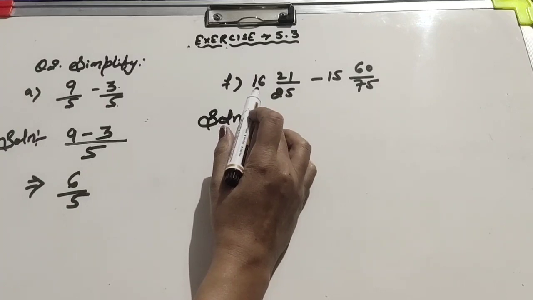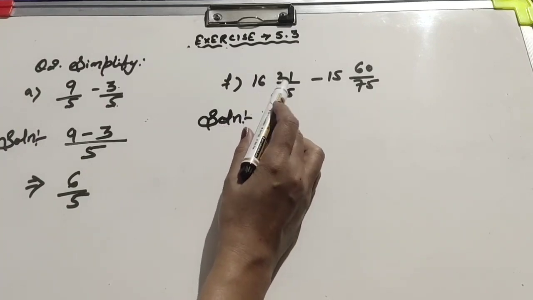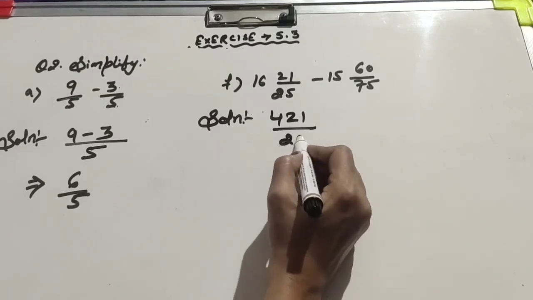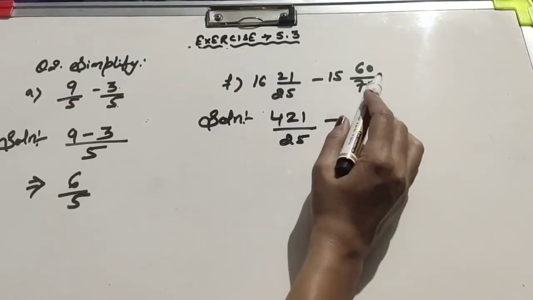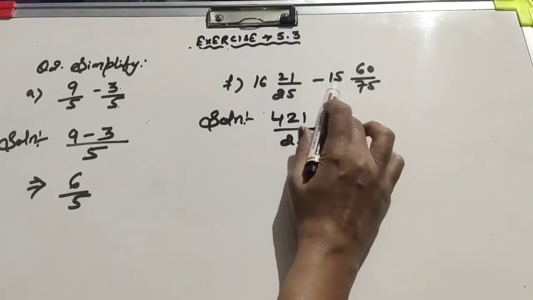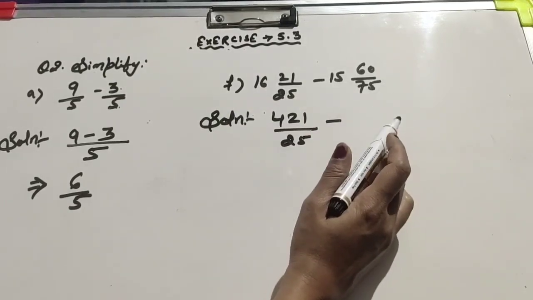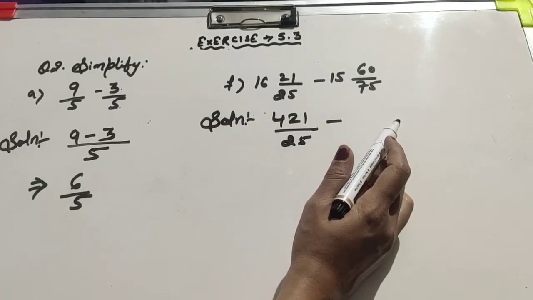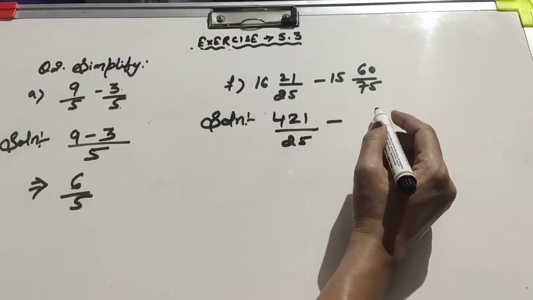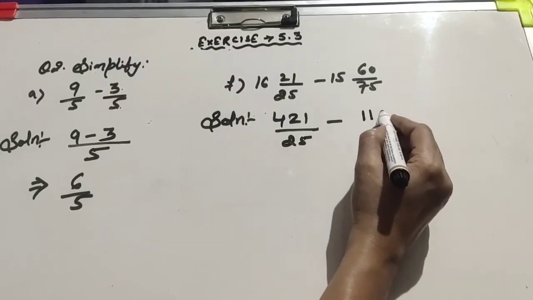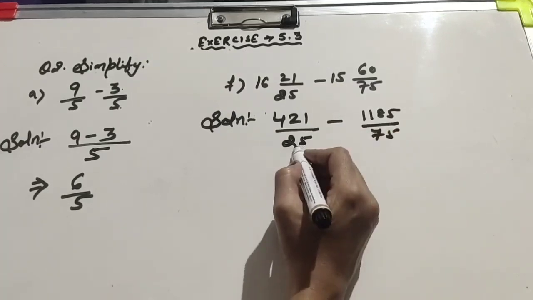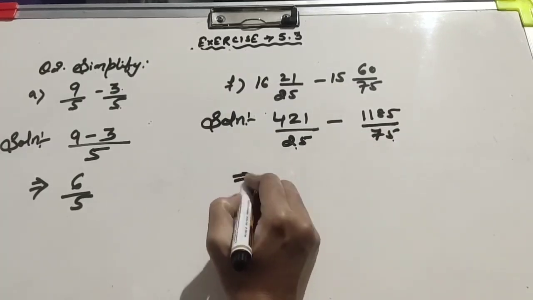25 multiplied by 16 is 400, plus 21, so 421 over 25. Minus 75 multiplied by 15. You have to multiply these two numbers: 75 times 15 is 1125, plus 60, which is 1185 over 75. Now 25 is given here and 75 here, just take the LCM.